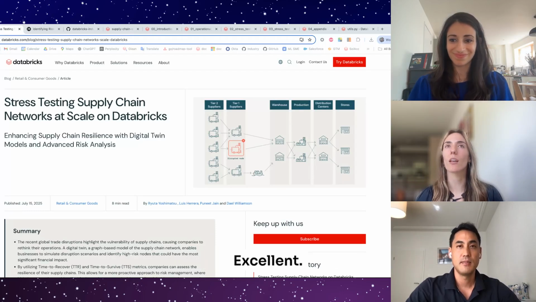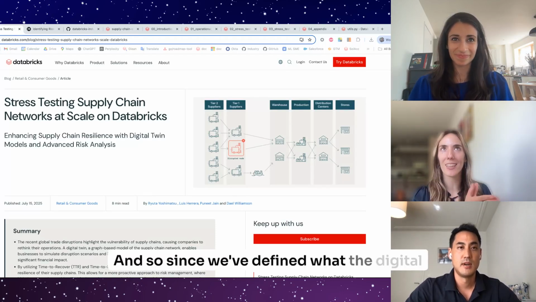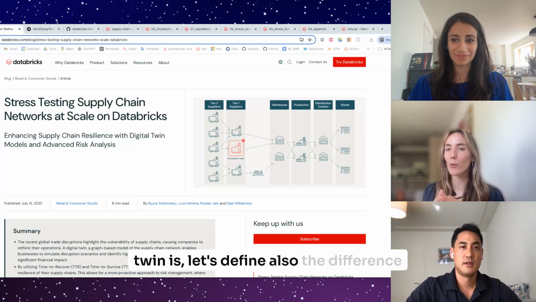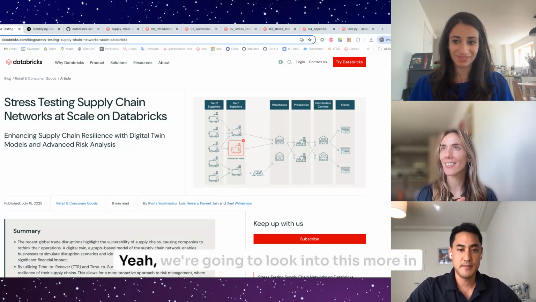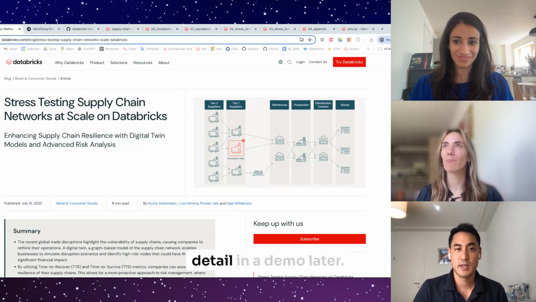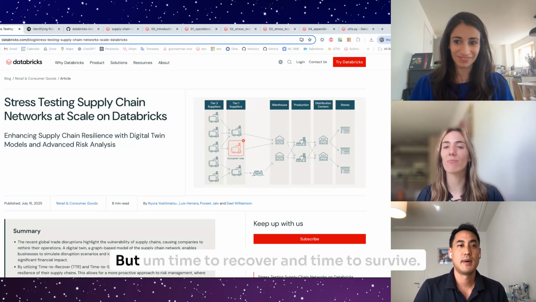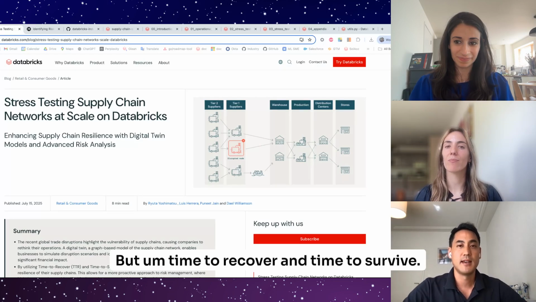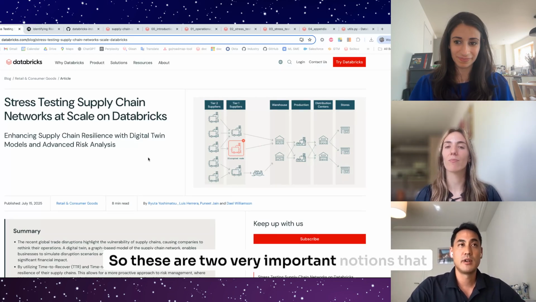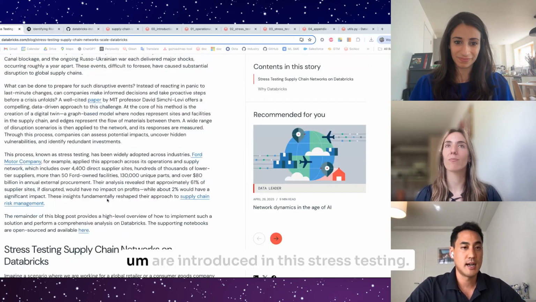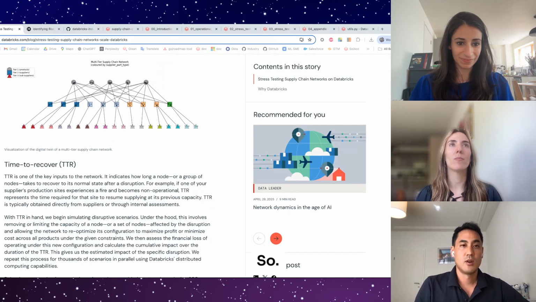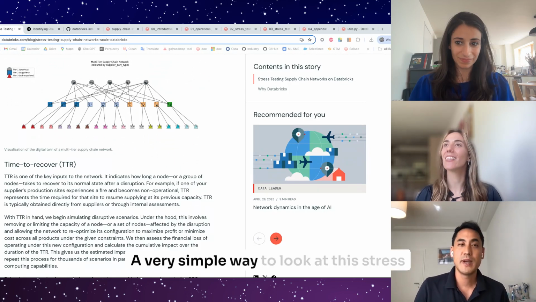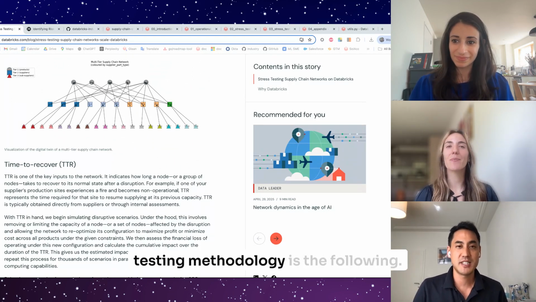So since we've defined what a digital twin is, let's also define the difference between time to recover and time to survive. We're going to look into this more in detail in a demo later. But time to recover and time to survive are two very important notions that are introduced in this stress testing. There's a very simple way to look at this stress testing methodology, which is the following.